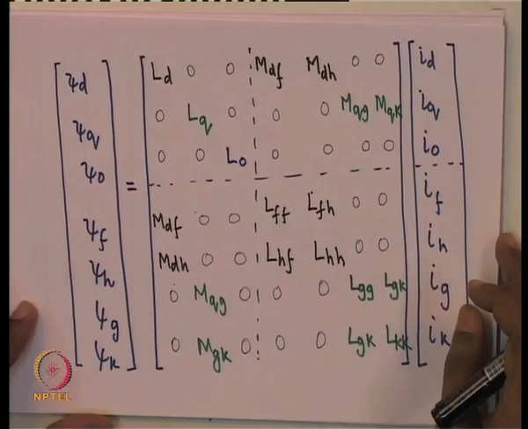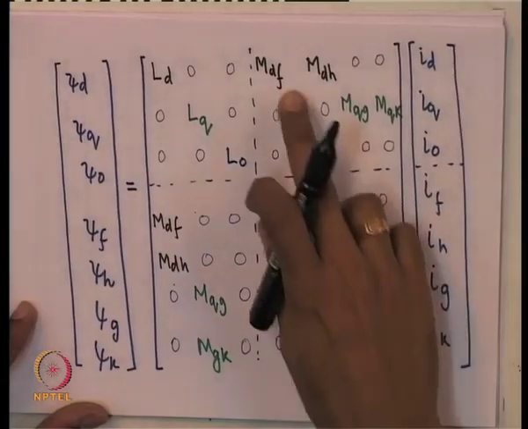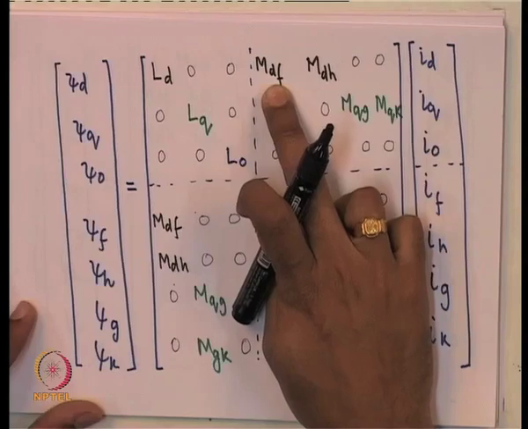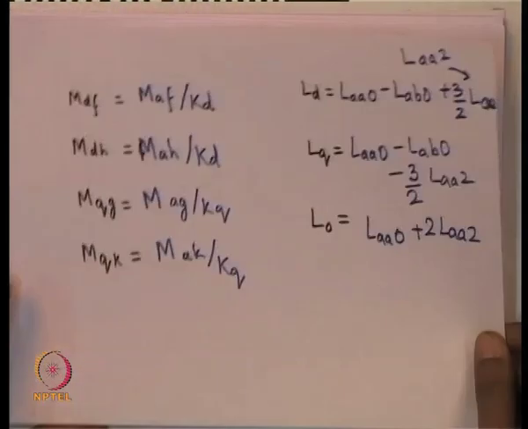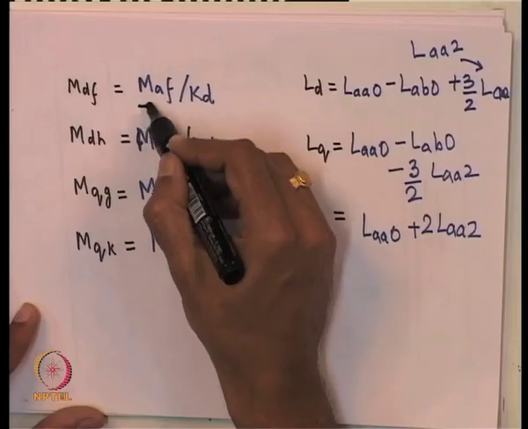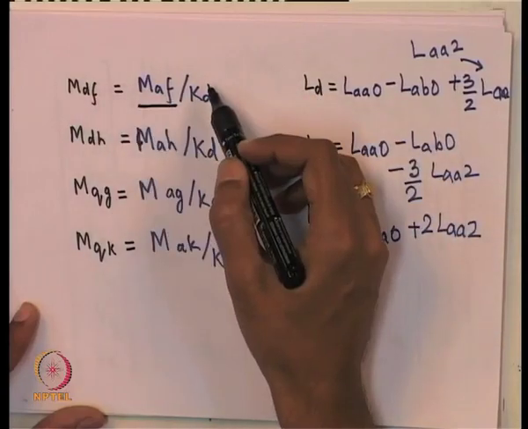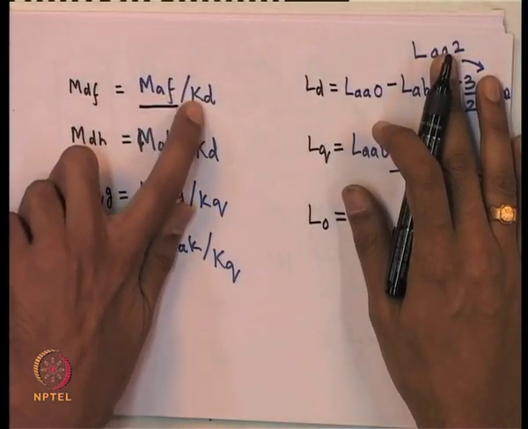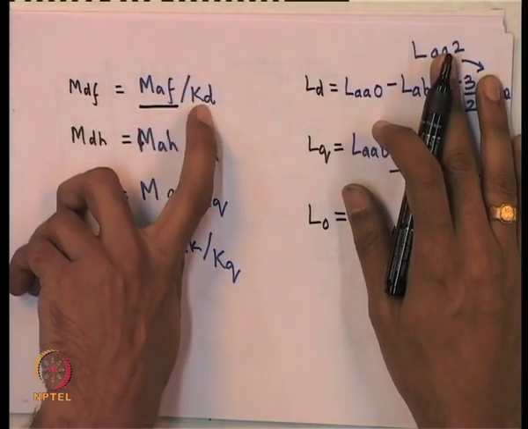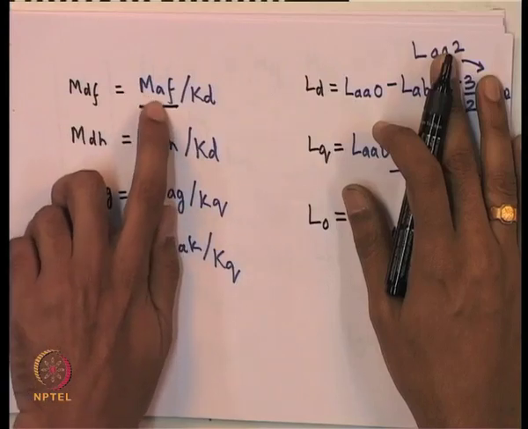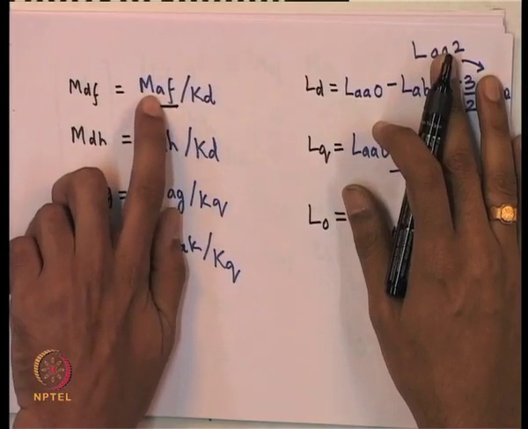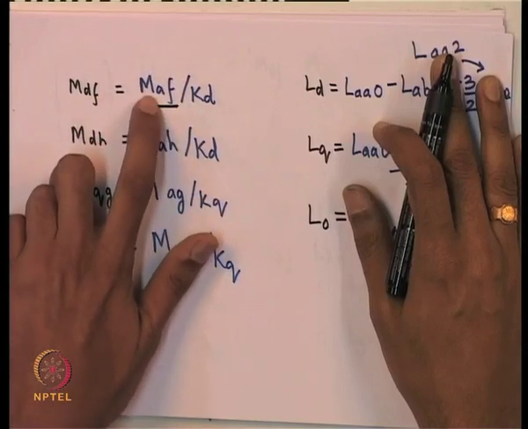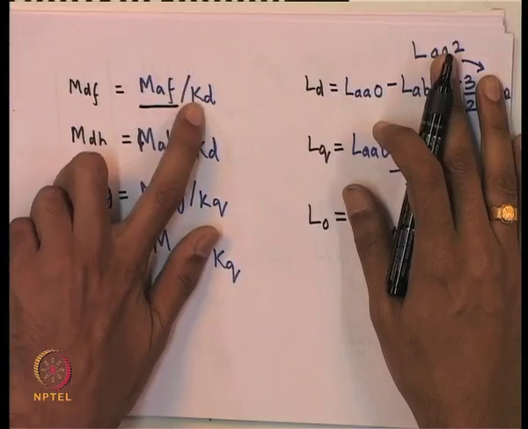Now, remember that MDF here is related to MAF, the mutual inductance coefficient, by this formula. So, our MDF is MAF divided by KD. MAF in fact is the mutual inductance between the A winding and the field winding, in fact the maximum value of the inductance of the A winding and the field winding, divided by KD.